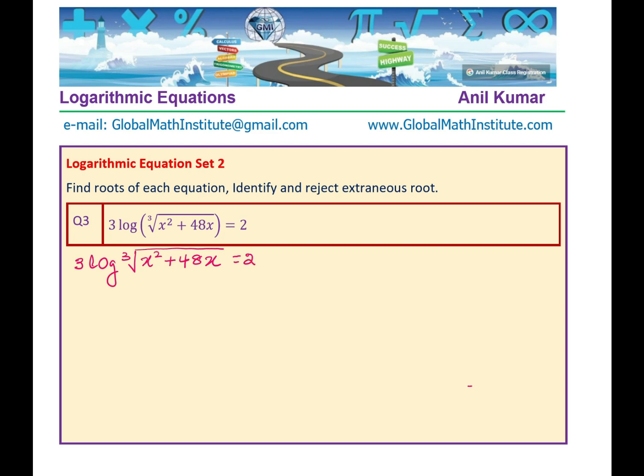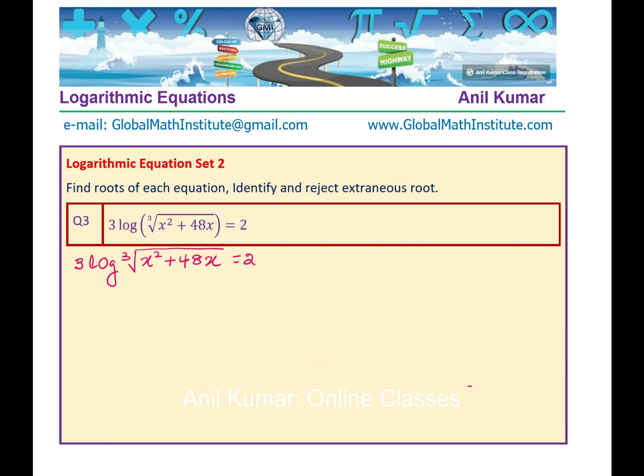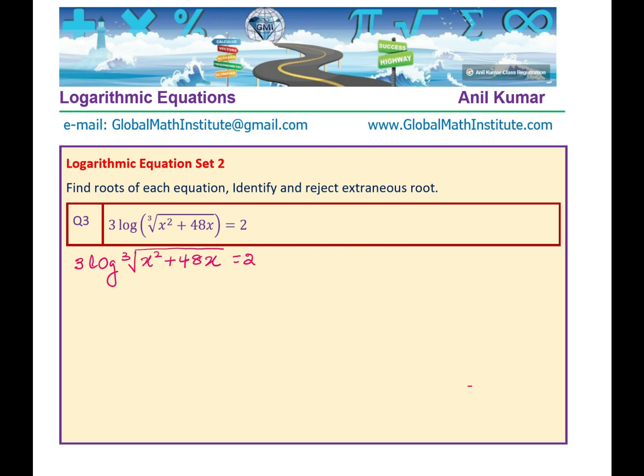Now, to write it in exponential form, we can first divide by 3. So we get 2 over 3 and then 10 to the power of 2 over 3. We could do that. We could also take it inside and make it a cube, right? So in that case, it will be (x squared plus 48x) whole cube. And so the cube root and cube will cancel away, right? So let's do that part.